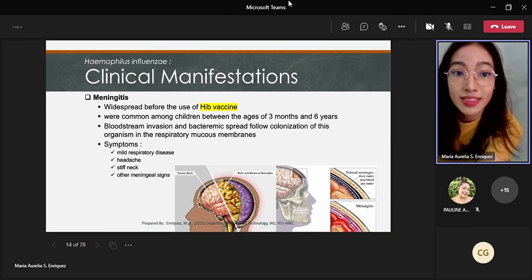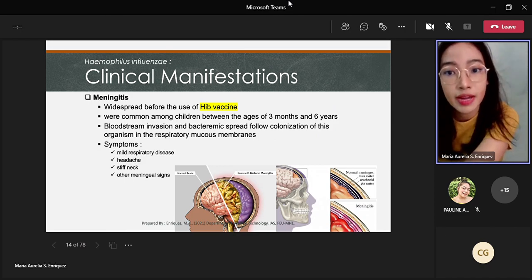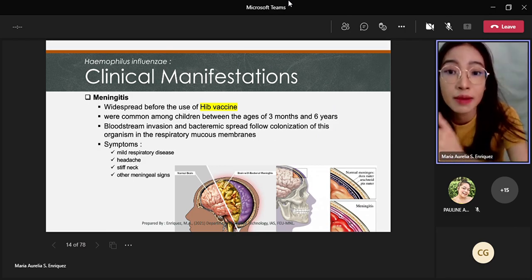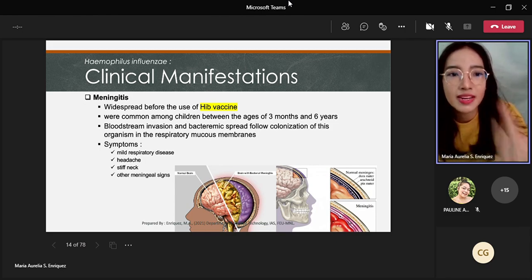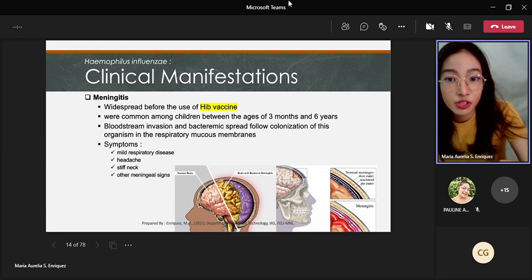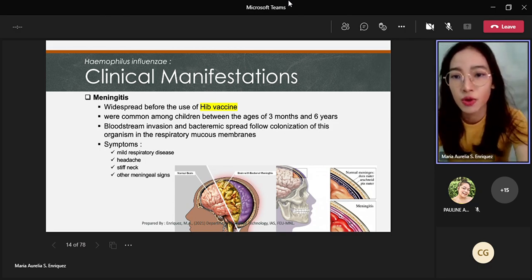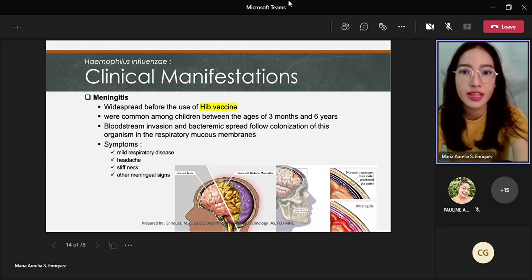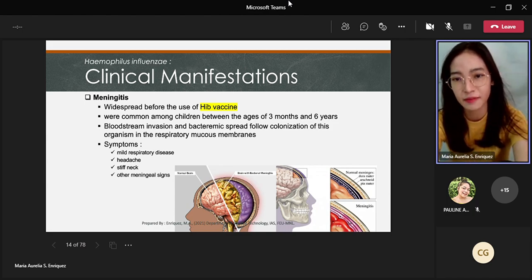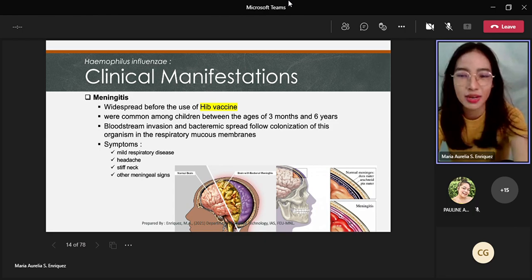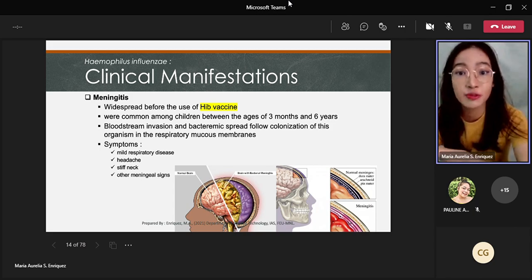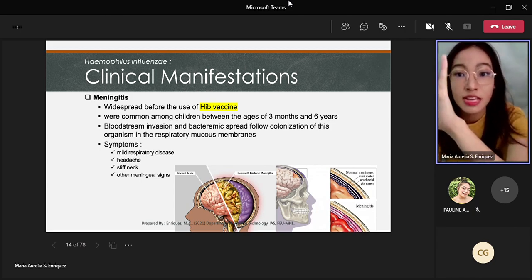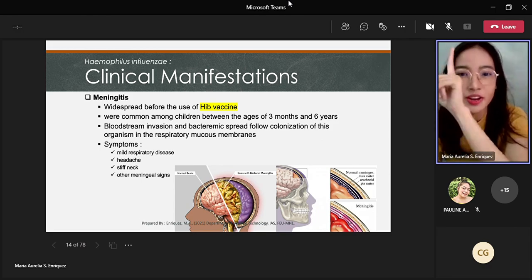All right, let's now talk about these clinical manifestations. So, meningitis is due to serotype B Haemophilus influenzae. Meningitis due to this organism used to be very rampant before vaccines were available against this. So here in the Philippines, we have what is known as the pentahib vaccine. Okay, so meron naman po tayong bakuna laban dito. The pentahib is a pentavalent vaccine, which means that this is effective against 5 different diseases contained in one shot.